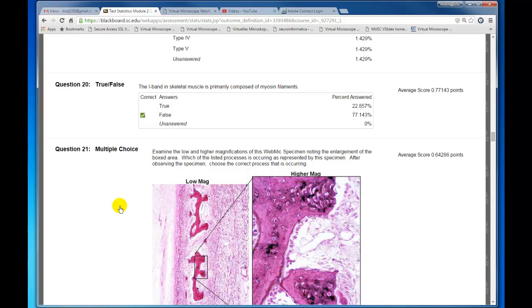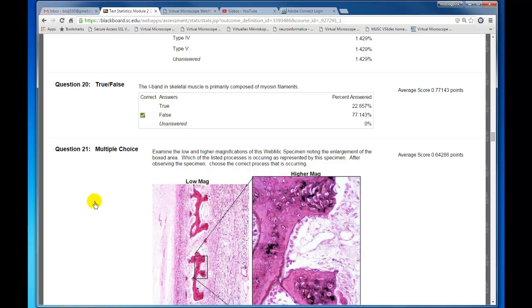So number 20, the I band in skeletal muscle is primarily composed of myosin filaments. No, the I band is composed of actin filaments. Remember, the actin filaments in the I band are anchored in the Z line or Z disc. They extend and interpose between myosin filaments in the A band on one side of a sarcomere, and then on the other side the same is true. So some of you need to review that relationship between myosin, actin, and the banding in skeletal muscle.